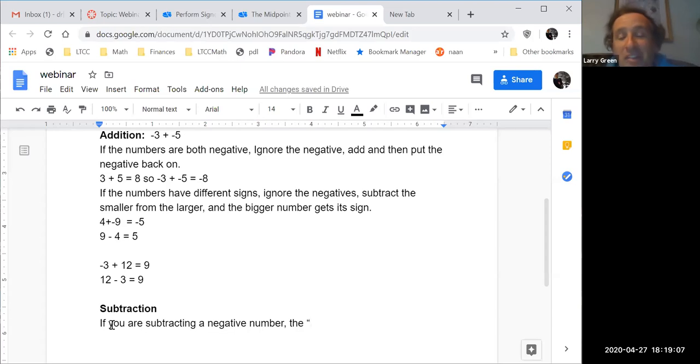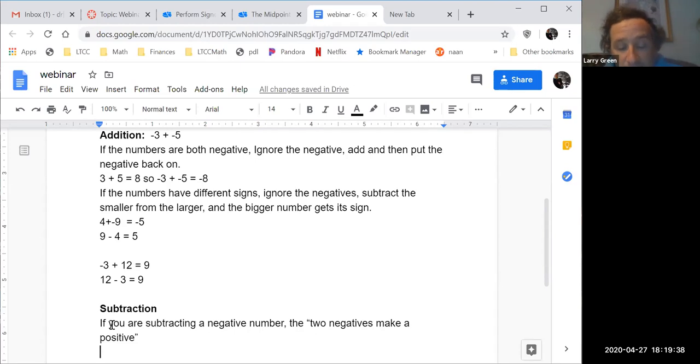Okay, and by the way, this rule doesn't always work in life, but it works in math. Two negatives make a positive. So that's the rule in math. Two negatives next to each other make a positive. Okay, so that's one of the ideas.